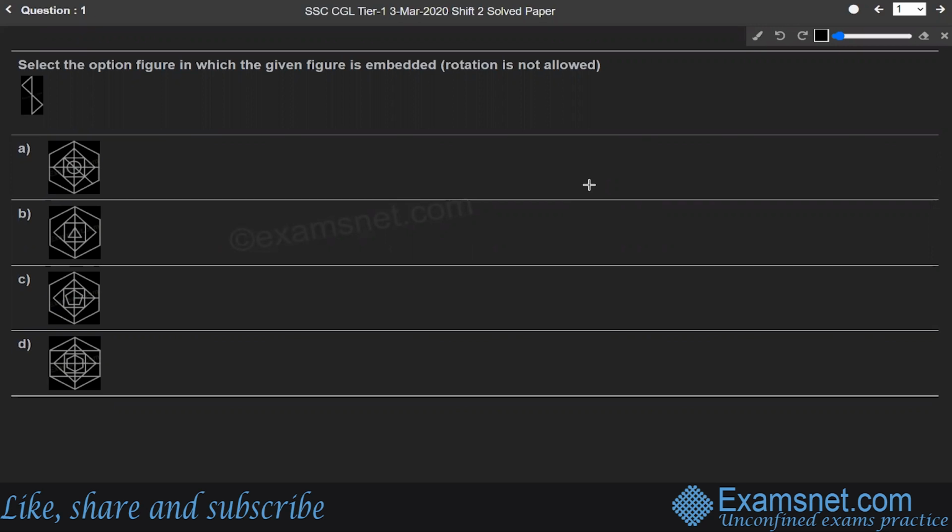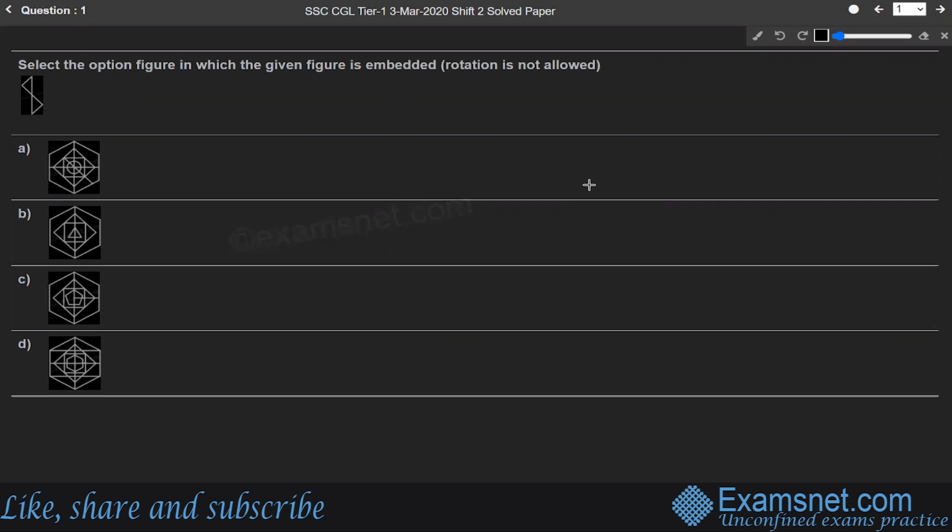In this session, we are going to solve the paper that is SSC CGL. This paper consists of 100 questions and these 100 questions are divided into 4 different parts, that is English, GK, mathematics and mental ability. So let us start this session.